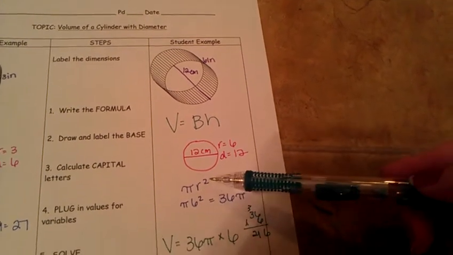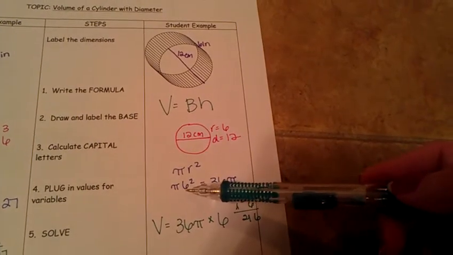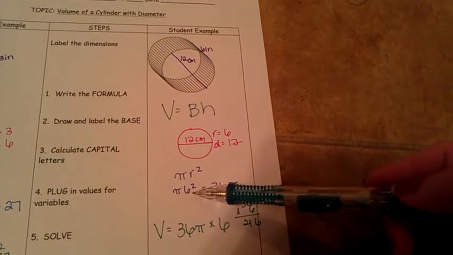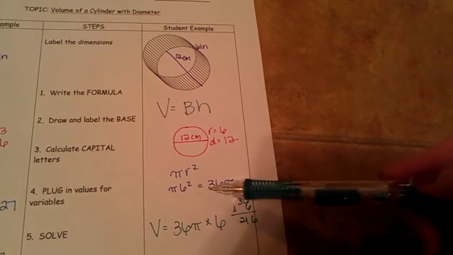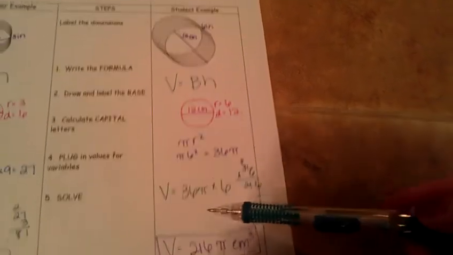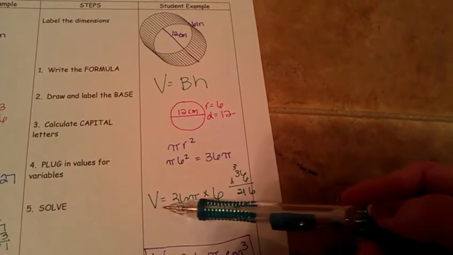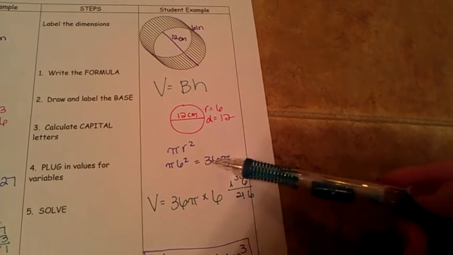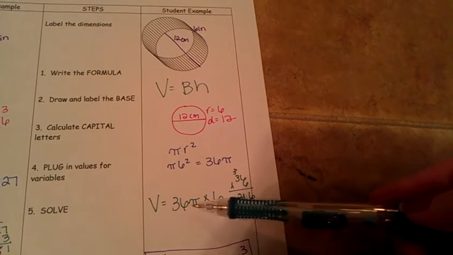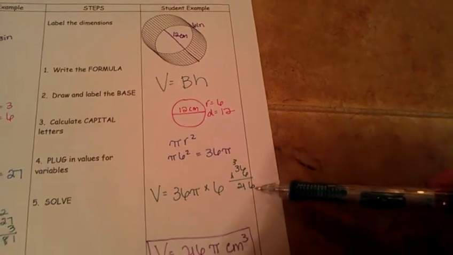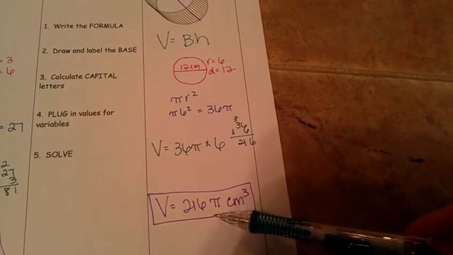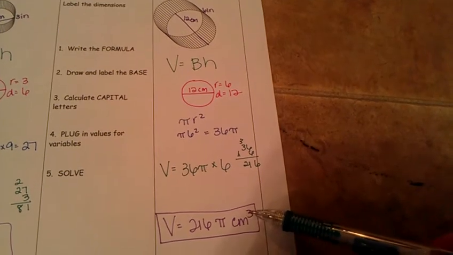Pi r squared, I'm going to leave this example in terms of pi. So 6 is my radius. Always do what the formula calls for. It calls for radius. You use the radius. 6 squared. 6 squared is 36. So 36 pi is the area of my base. Plug in numbers. Volume equals area of the base, I just solved for it, is 36 pi. And then the height of the cylinder is 6. So 36 times 6 is 216. So my volume is 216 pi centimeters cubed.